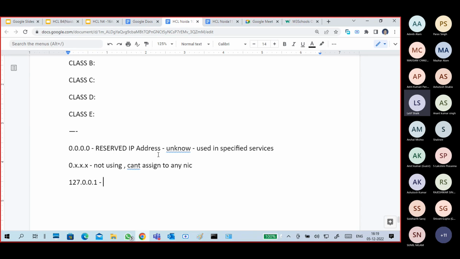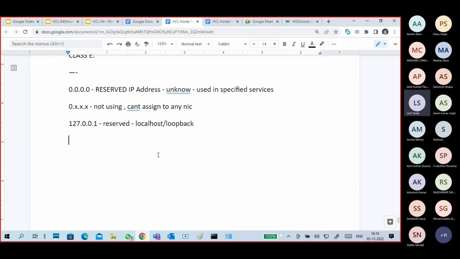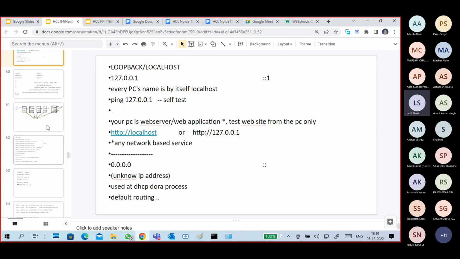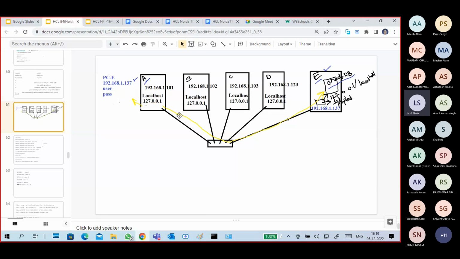127.0.0.1 is a reserved IP address for a localhost or loopback IP address. What is this localhost and loopback IP address? Simply, there is a diagram. Look here, somewhere I have written this diagram.